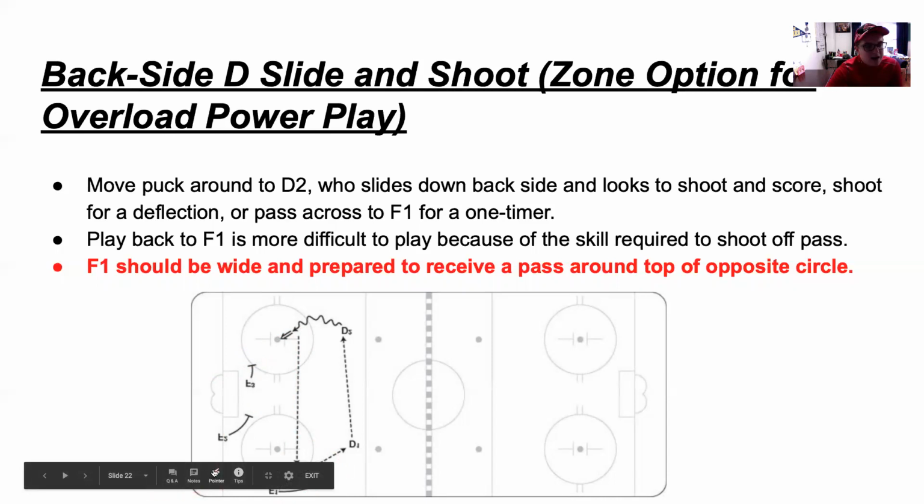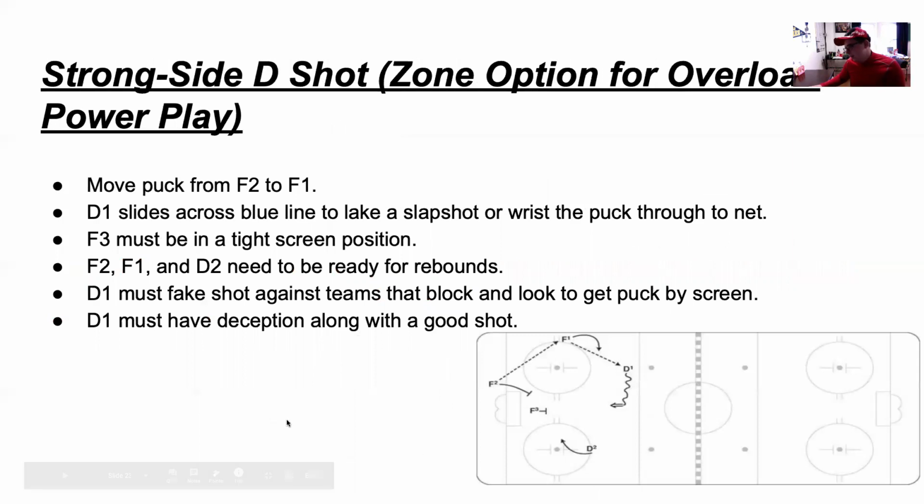Okay. We just got to be careful though with the lanes. And F1 gets that scoring chance too. The strong side D shot. So this is the in-the-zone option for the overload power play. So it moves back from F2 to F1. D1 slides across the blue line to take a slap shot or wrist the puck through the net. And F3 must be in a tight screen position. So we have to be screening the goalie. If we do not screen the goalie, we're not going to get chances to score.